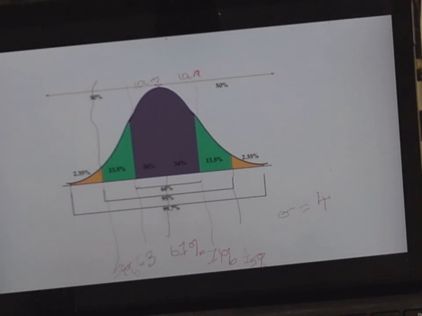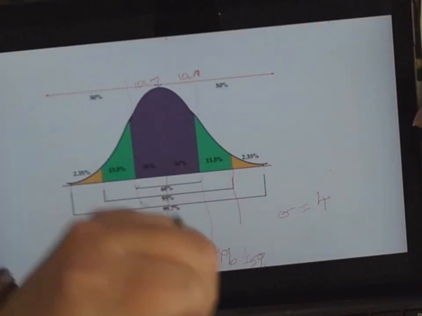Empirical rule, right? Okay, so how am I going? 10:02. Yeah, I've time for an exam. Do you want to write that down?